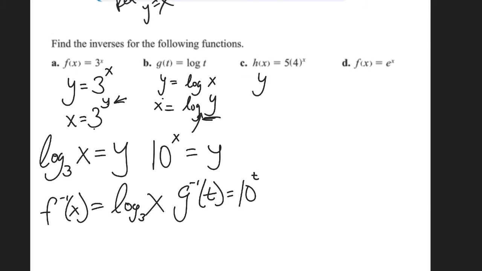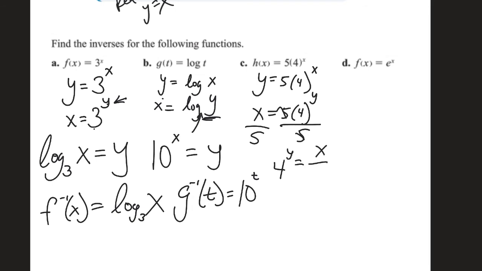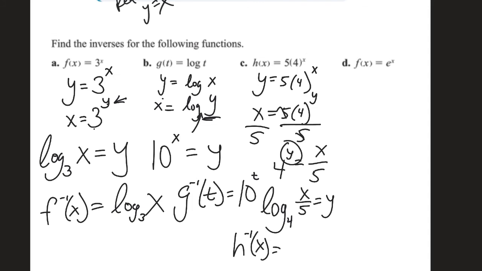For C, I am going to rewrite this without function notation, and switch my x and y. I want to get y alone. I actually can divide both sides by 5. That gives me 4 raised to the power of y equals x over 5. Now I need to be able to get y out of the exponent spot, so this is the point where I change it to a log. Log base 4 of x over 5 equals y. So I can rewrite this in function notation, but I want to make sure it's proper. So I'm going to have to say h inverse of x equals log base 4 of x over 5.